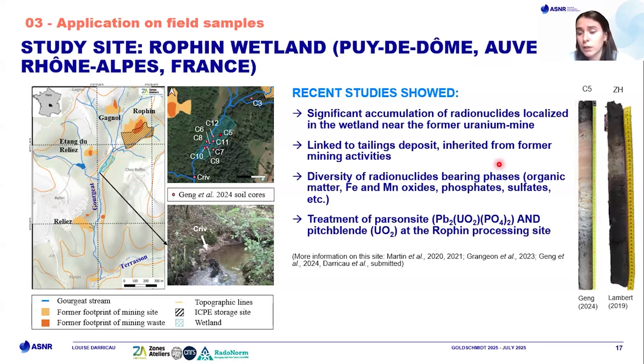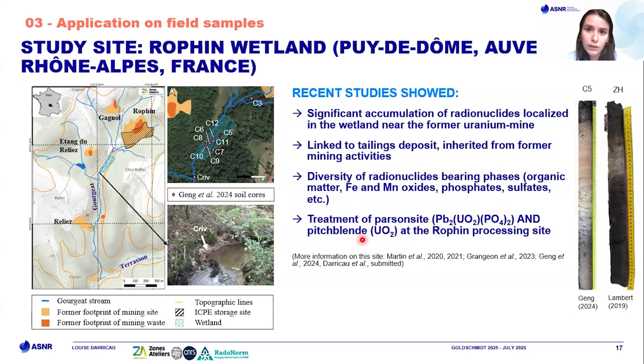And you can see these deposits on the soil core. So the white, orange, and gray layers are tailing deposits. And we know that there is a really great diversity of radionuclide-bearing phases. So we know radionuclides are linked to organic matter, iron and manganese oxides, phosphate, sulfate. So really great diversity. We also know that there was a treatment of two uranium ores at this site. The first one was parsonsite, which is a lead and uranium phosphate. And the second one was pitchblende, a uranium oxide.